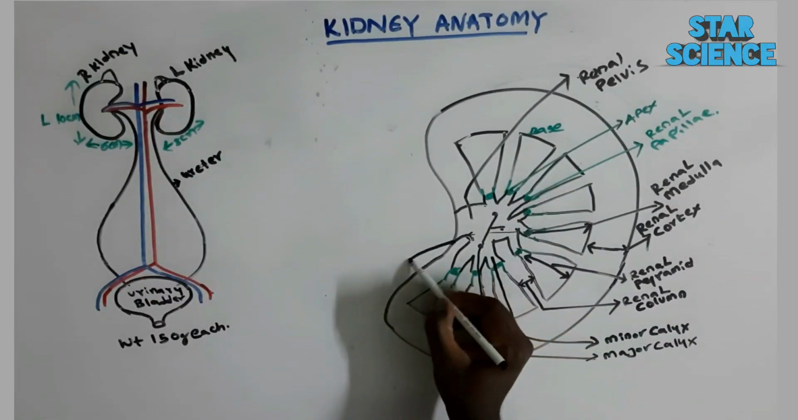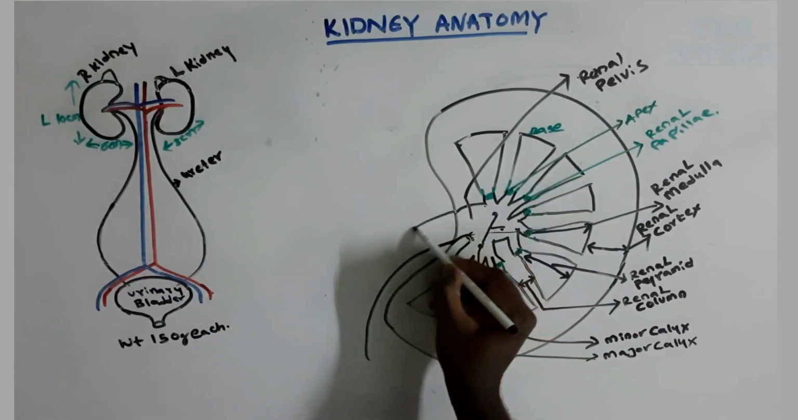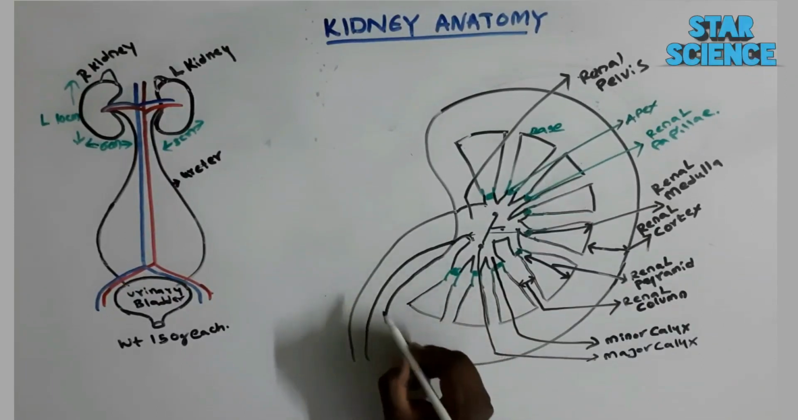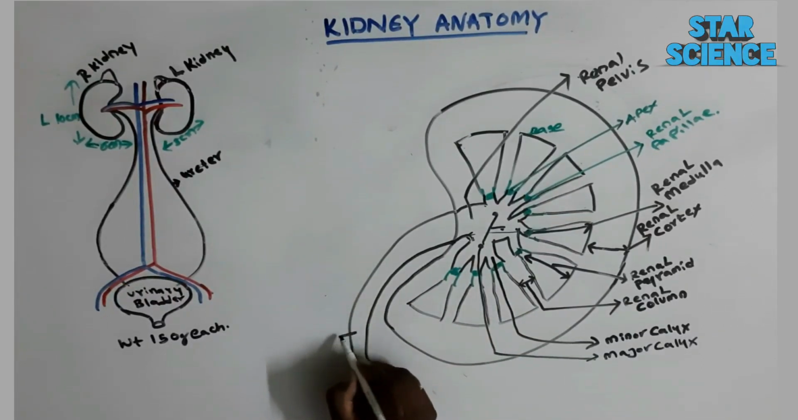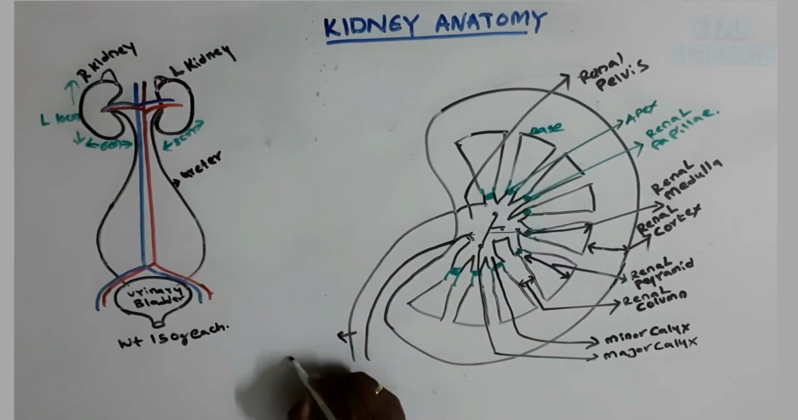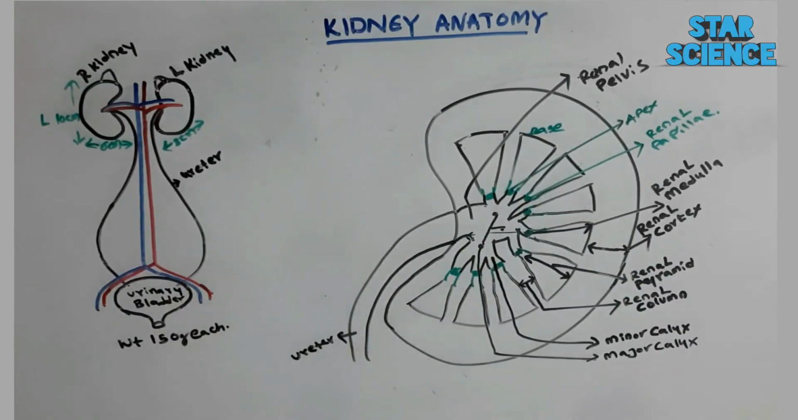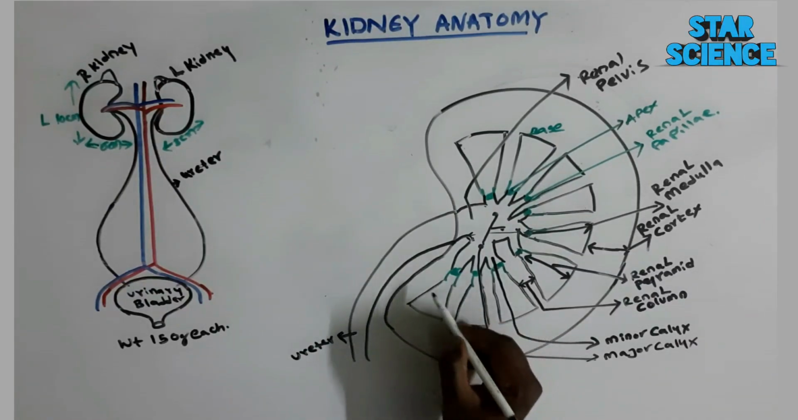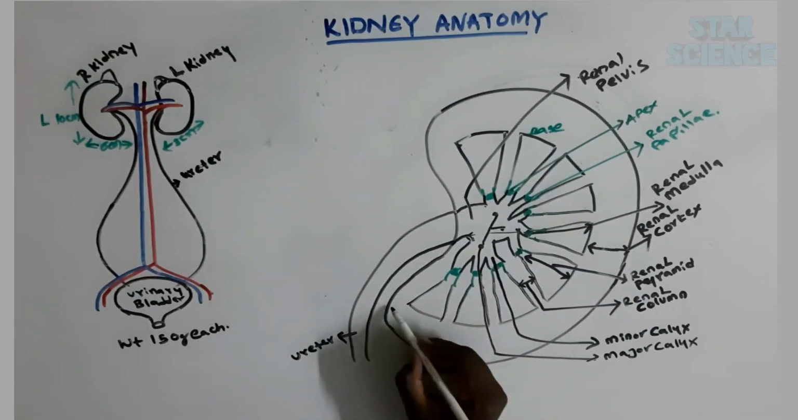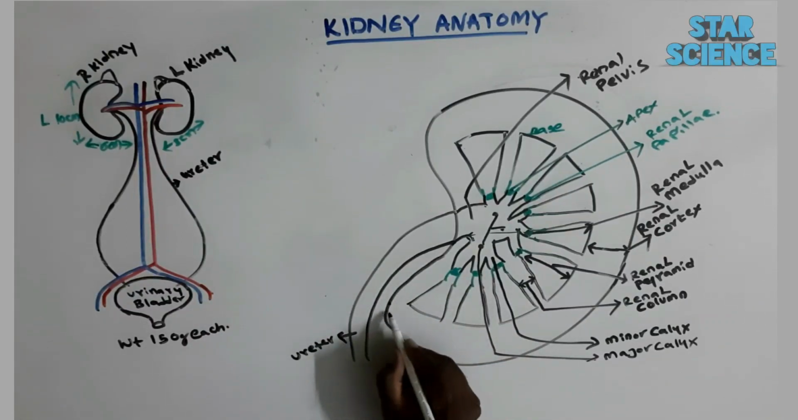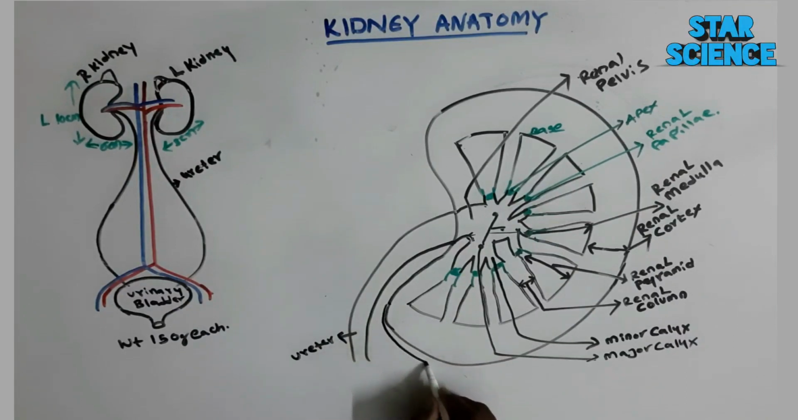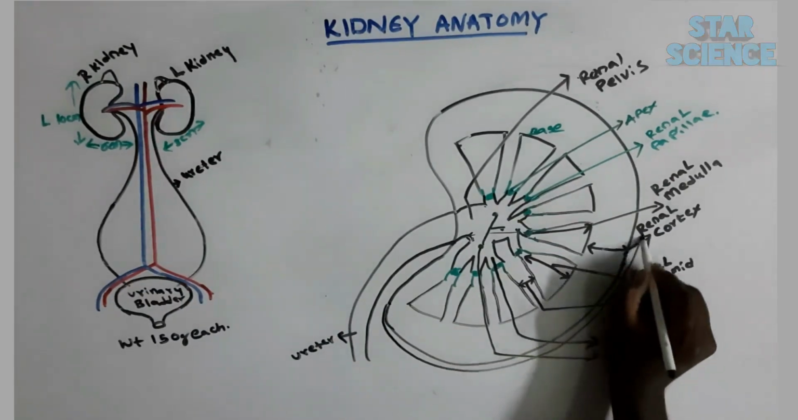From here, it comes out through the renal hilum. It is called the ureter. This ureter further brings all the content which is brought up from the renal pelvis, and it makes all of the content reach the urinary bladder.